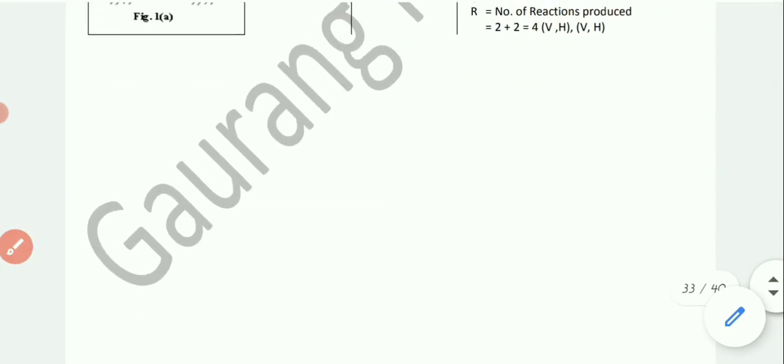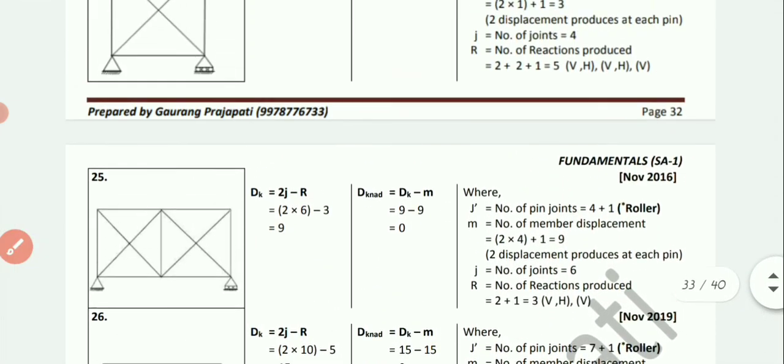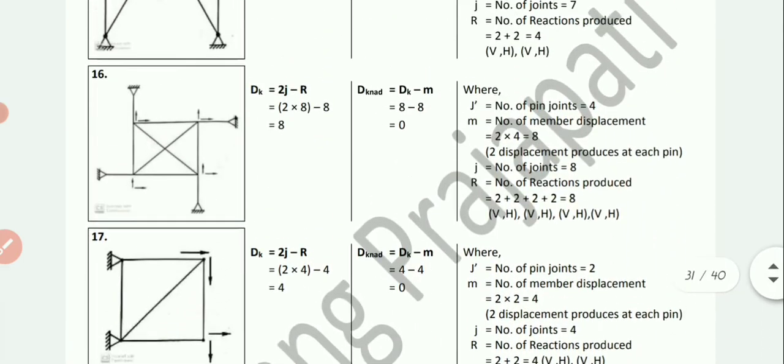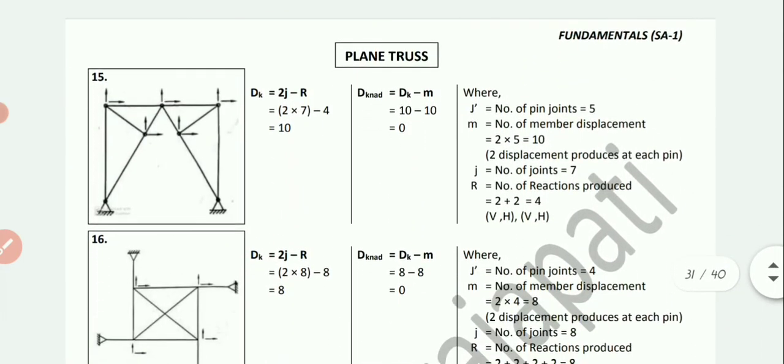Okay, so guys, these were the criteria regarding plane truss. We have solved all the examples of that one. Hope you have got the concept.